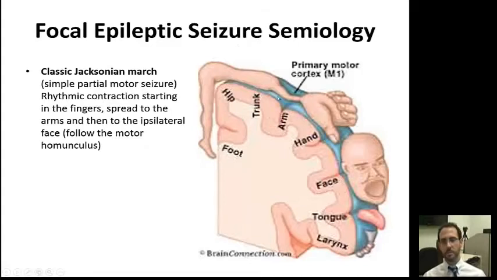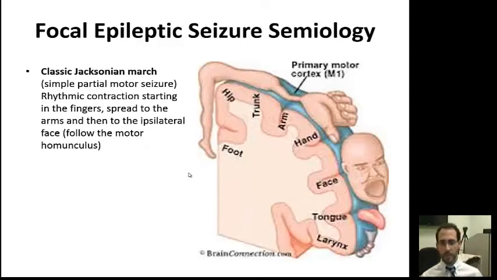I wanted to mention this because it's kind of important: there's something called a classic Jacksonian march, and it's been described as a simple partial motor seizure, which is a wrong term, since we're not calling it a partial seizure anymore. It's more of a focal motor seizure.